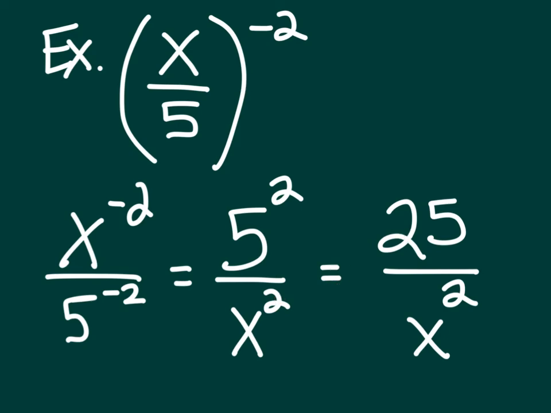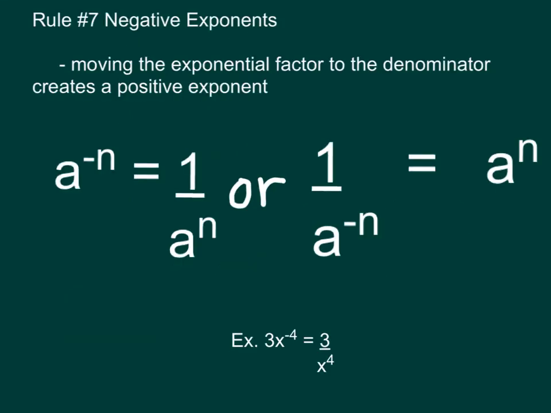Well, I know that 5 squared is 25. X squared stays there. Rule number 7, negative exponents. Moving the exponential factor to the denominator creates a positive exponent. So kind of like the one we just did, here we have, and there's 2 of them, a to the power of negative n is the same thing as 1 over a to the power of the positive n, or 1 over a to the power of negative n equals a to the positive n.